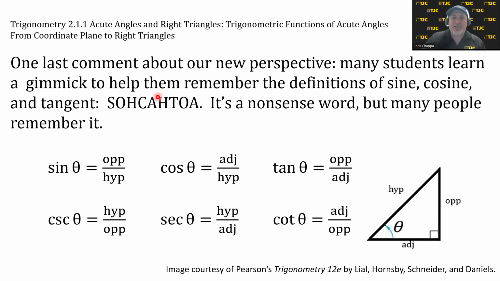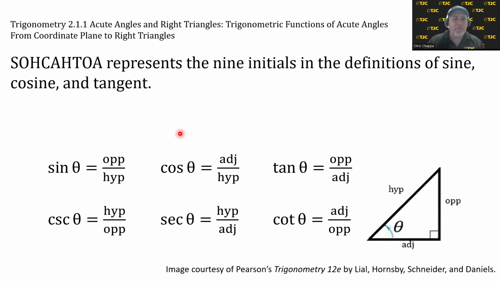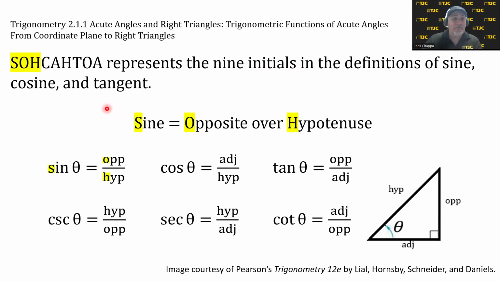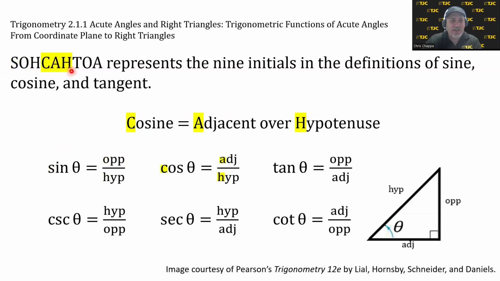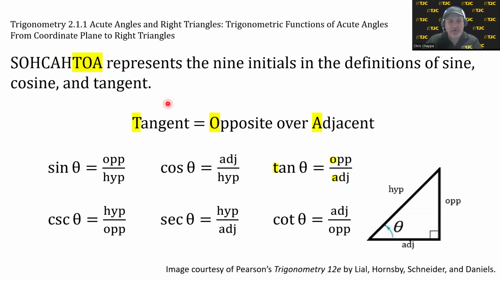Many students learn a gimmick that helped them remember the definitions of sine, cosine, and tangent, called SOHCAHTOA. It's a nonsense word, but many people remember it. SOHCAHTOA represents the 9 initials in the definitions of sine, cosine, and tangent. Specifically, SOH stands for sine equals opposite over hypotenuse. CAH stands for cosine equals adjacent over hypotenuse. And TOA represents tangent equals opposite over adjacent.